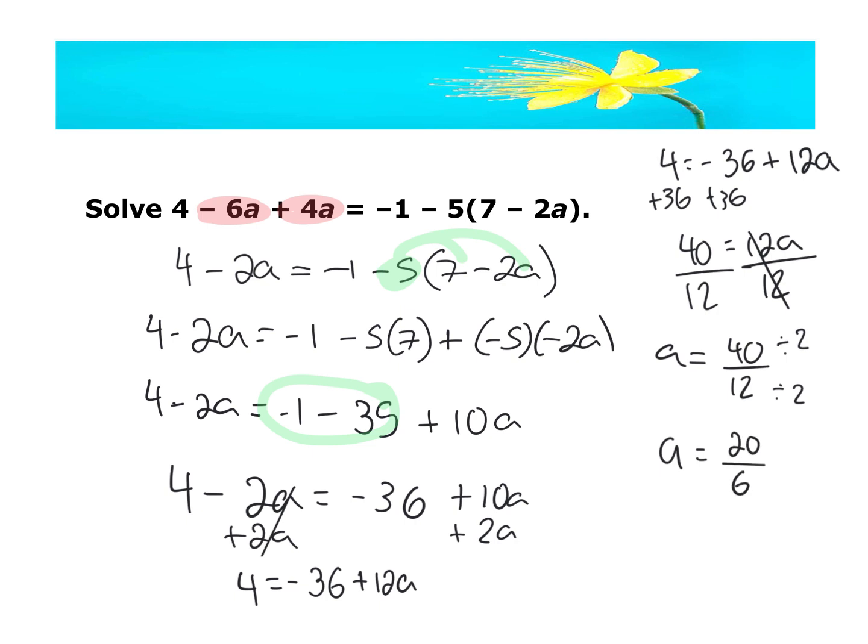And I can still simplify this one more time by 2, which is going to give me a is equal to 10 over 3. I would also accept this as a mixed fraction, which is 3 1/3.